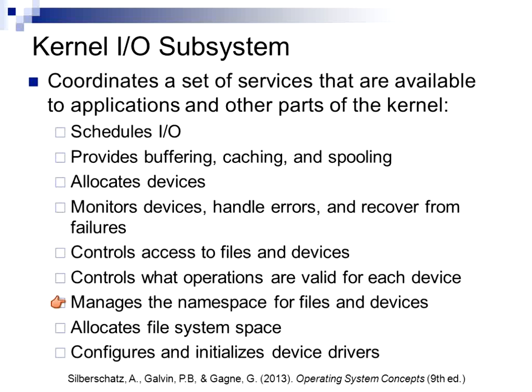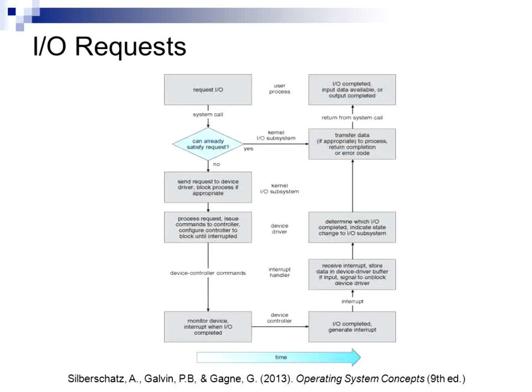The kernel also takes care of managing the namespace for files and devices. Remember, all our files have names, even our devices have names, and the kernel manages that to make sure you don't have two files with the same name in the same directory and that type of thing. It allocates file system space, which we talked about quite a bit in previous chapters in our book. And then it configures and initializes the device drivers. So really, there's all these different things that the kernel subsystem has to do. And it does a lot of these things as it's servicing our I/O requests.